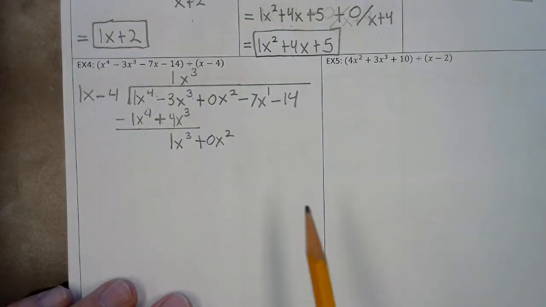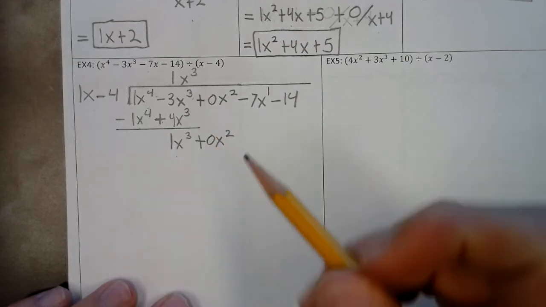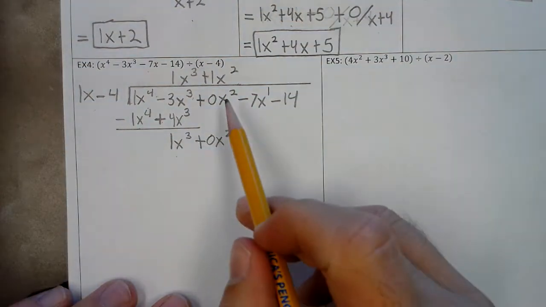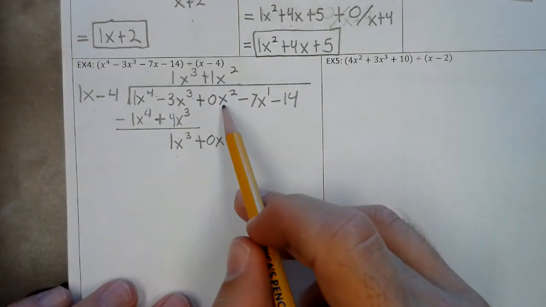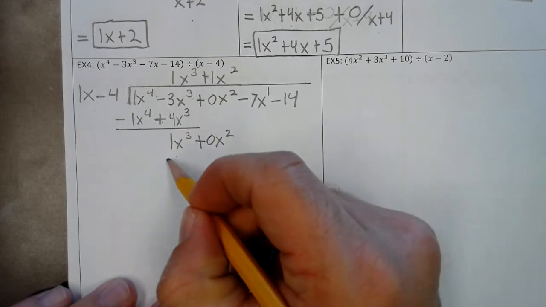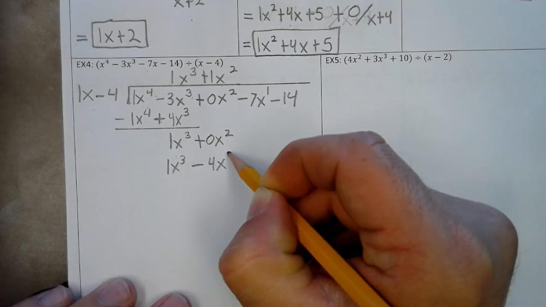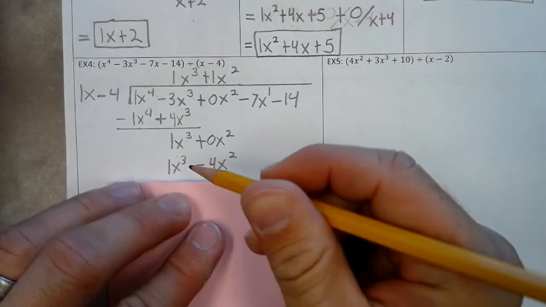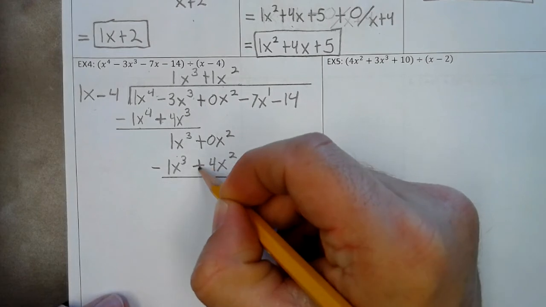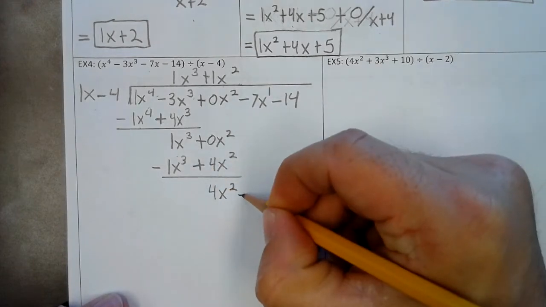Now we repeat. So how many times does 1x go into 1x cubed? Well, that's plus 1x squared. And that's why you need the 0x squared. If you didn't, then you wouldn't have the x squared column lined up. Okay, so 1x squared times 1x minus 4 is 1x cubed minus 4x squared. You subtract. Subtracting a minus becomes a positive. Those cancel. You're left with 4x squared. Bring down the minus 7x.